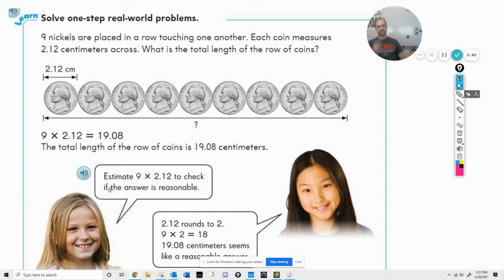9 nickels are placed in a row touching one another. Each coin measures 2 1/1200ths of a centimeter across. What's the total length of the row of coins? 9 times 2 1/1200ths equals 19 800ths. And then you can estimate to check your answer. So yeah, that's how you would solve that problem. When are you ever going to measure a row of 9 nickels? I don't know.